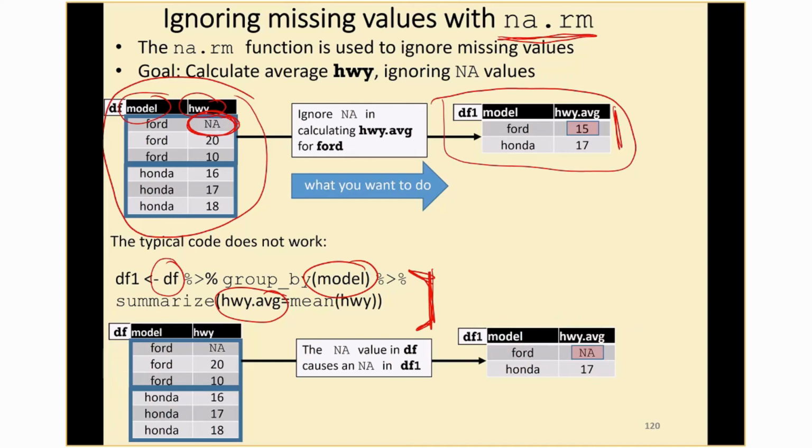But here's the problem. When it goes to calculate the average of these 3 values, it has no idea how to calculate an average that includes an NA. So in the resultant data frame, we get this NA here, which is not what we want. Really what we'd like under these circumstances is to ignore the NA, average the 20 and the 10, and have a value here of 15.